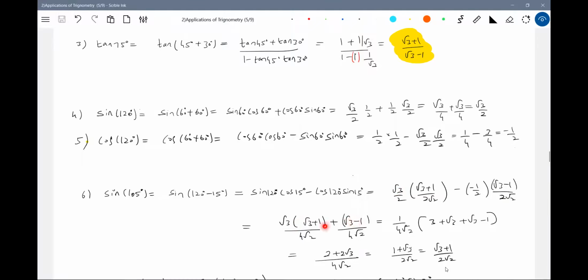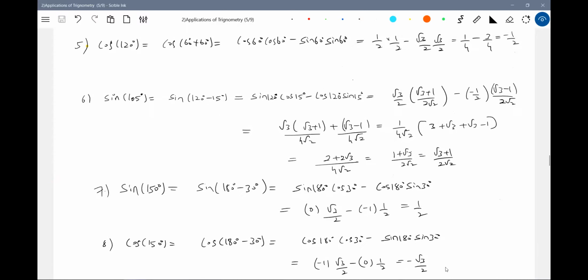Let me expand this. 1 by 4 root 2 I'll take common. Root 3 into root 3 will be 3. Root 3 into 1 will be root 3. Then root 3 minus 1, so this will end up with 3 minus 1, which is 2. So 2 plus 2 root 3 by 4 root 2. Or take 2 common: 1 plus root 3 by 2 root 2, or root 3 plus 1 by 2 root 2. This is the value of sine 105.